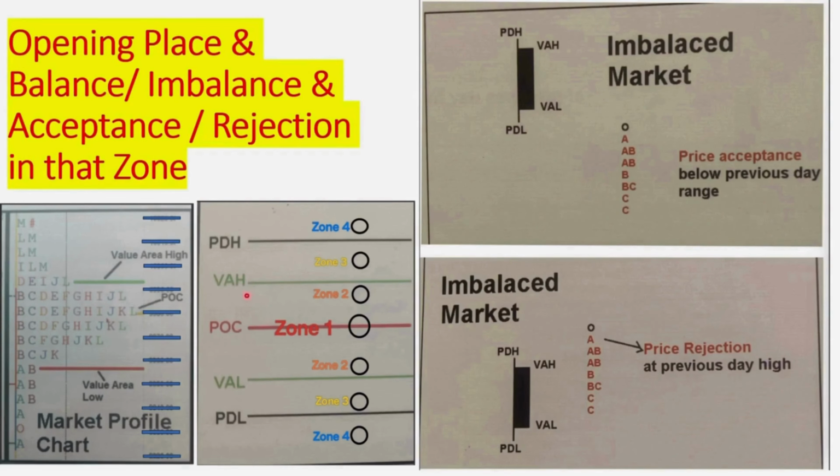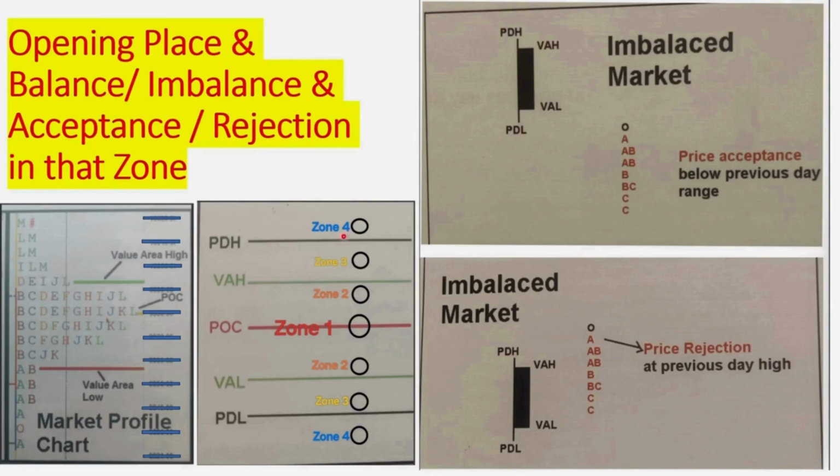In this scenario, we have three zones. Zone 1, opening near the POC. Zone 2, opening between the POC and the value area high or low. Zone 3, opening between the value area high and the previous day's high, or the value area low and the previous day's low. In Zones 1, 2 and 3, the market is considered balanced. However, if the market opens above the previous day's high or below the previous day's low, we have an imbalance open, which is Zone 4.